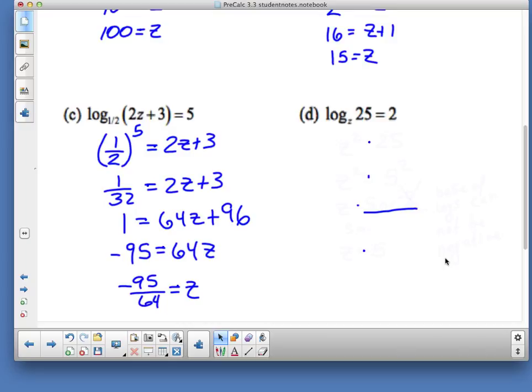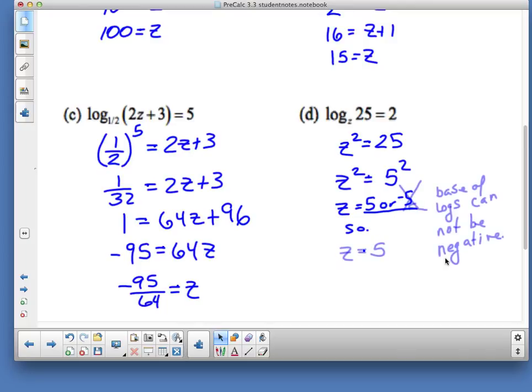Yes, no, maybe. All right, so we got 25 equals z to the 2nd power, z being the base, and you see that it's the 2nd power. I take the square root of both sides, and I'm looking at that being 5, but I got 5 or negative 5. That's a concern. Could I actually have negative 5? I mean, we just talked about that. All our answers should be positive. So the base of logs cannot be negative values, so we won't work it that way.